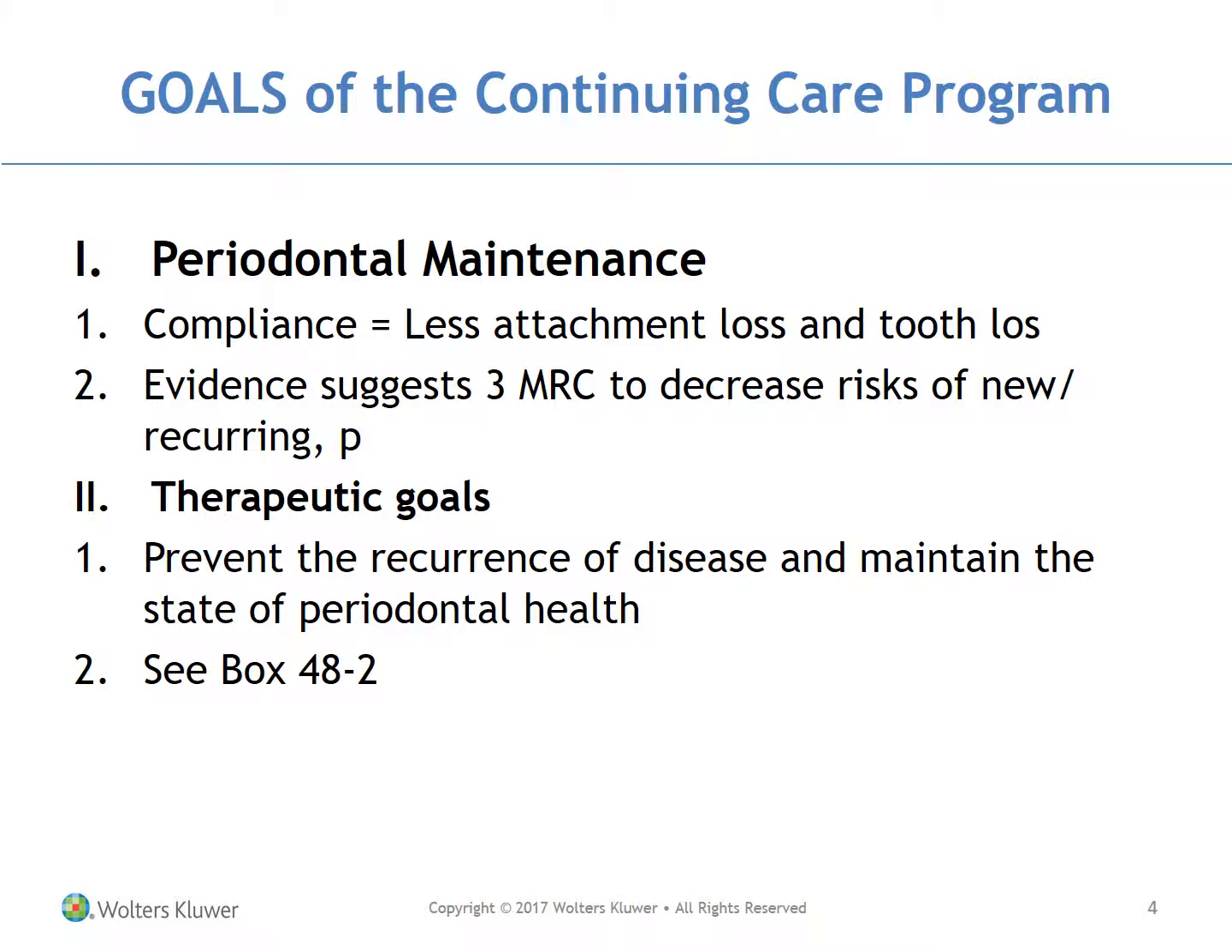Now, this is coded a little bit differently. It's a different kind of cleaning, okay? We have a prophy and then we have perio maintenance, and that's the maintenance of periodontal disease, okay?